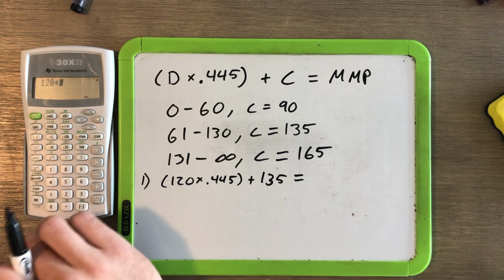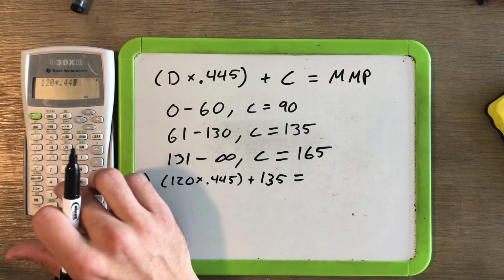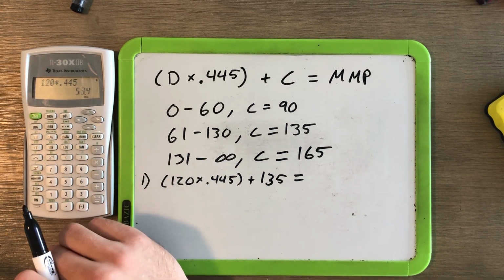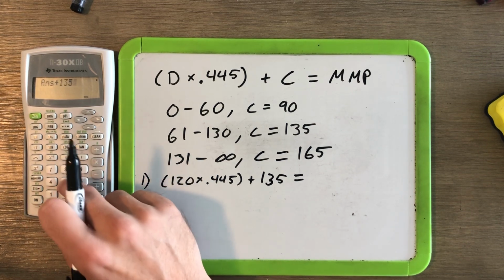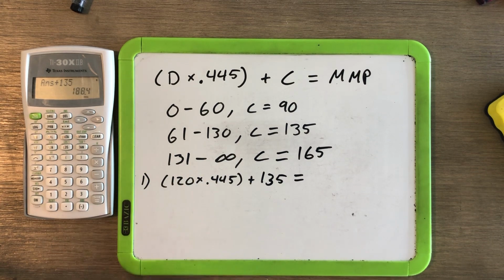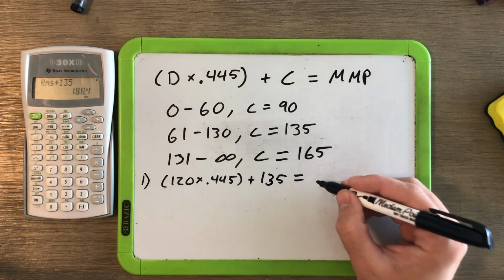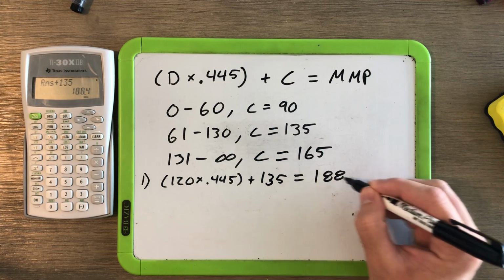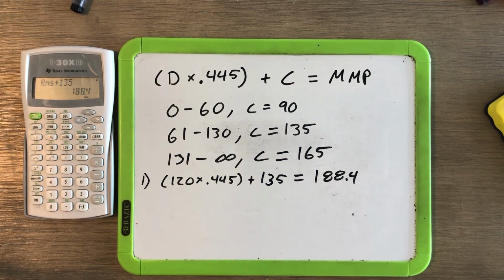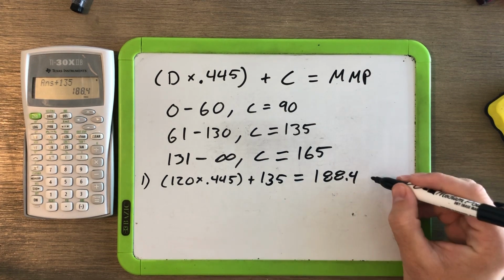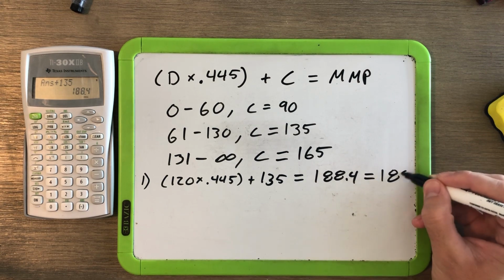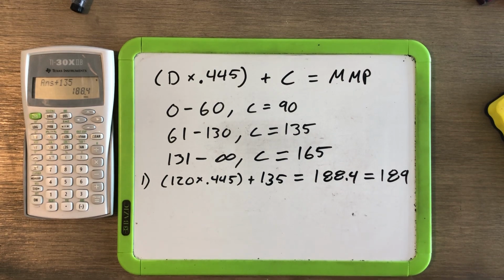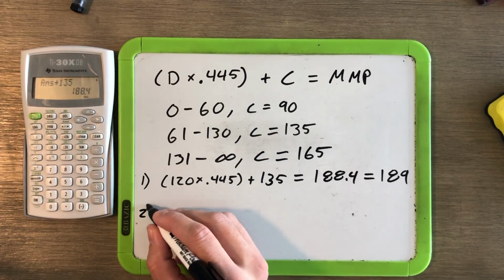120 times 0.445 is equal to 53.4, and then we're going to add 135 onto that, and we're going to see that our answer is 188.4. However, we're going to go ahead and round this up to the next whole number, so our actual answer is going to be 189.